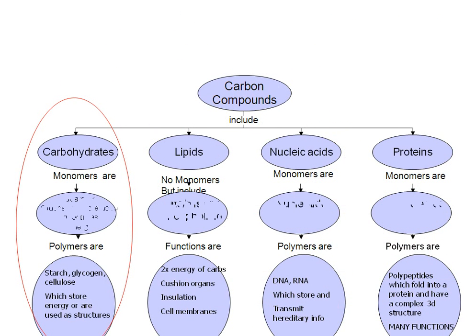All right, the first carbon compound is carbohydrates. Monomers are sugars like glucose that are used directly as energy. Polymers include starch, glycogen, cellulose, and chitin, which store energy or are used as structures.